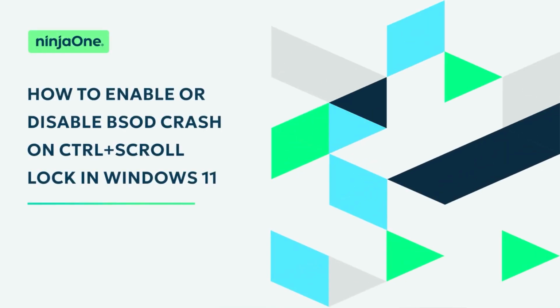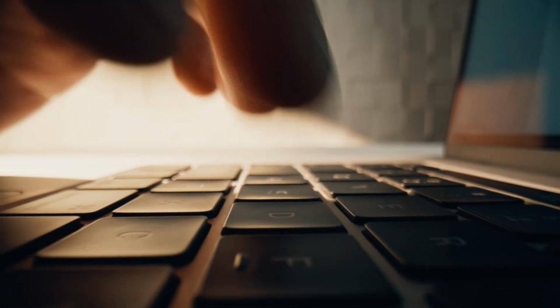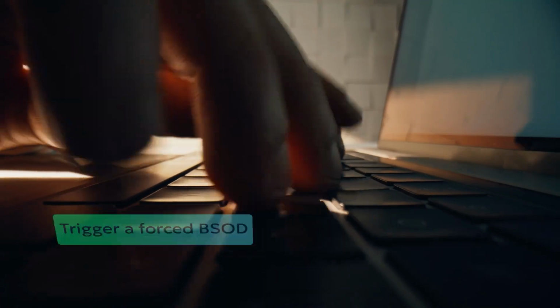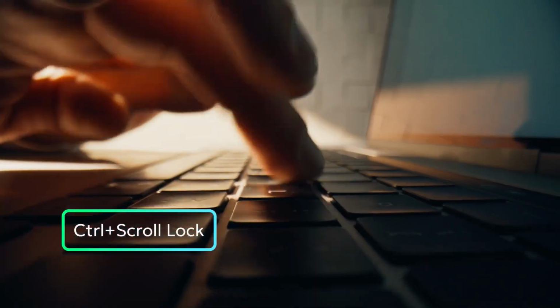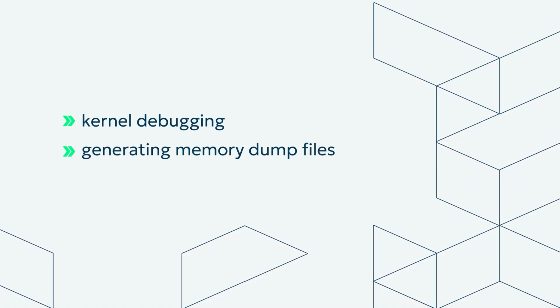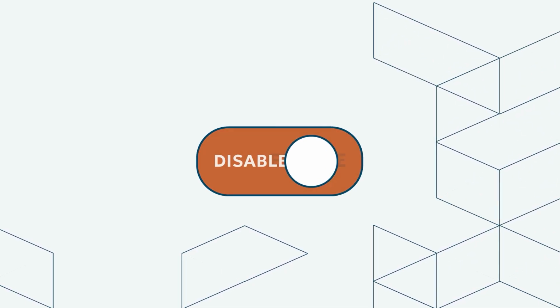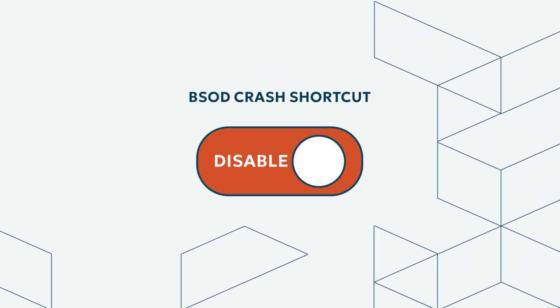How to enable or disable BSOD crash on Ctrl+Scroll Lock in Windows 11. Windows 11 includes a hidden feature that lets advanced users and IT administrators trigger a forced BSOD by pressing Ctrl+Scroll Lock twice. This is useful for kernel debugging, generating memory dump files, or testing crash recovery workflows. In this video, we'll show you how to enable or disable the BSOD crash shortcut safely.